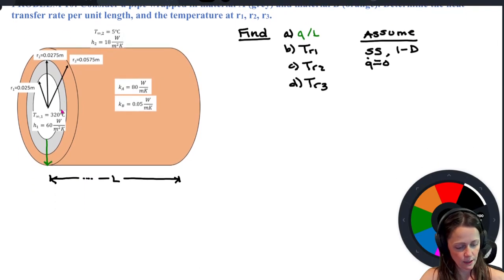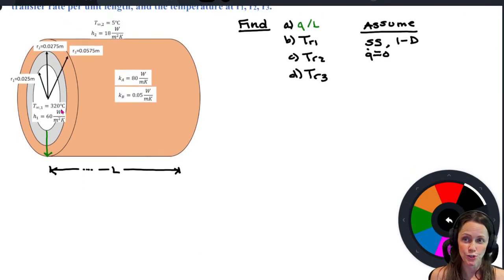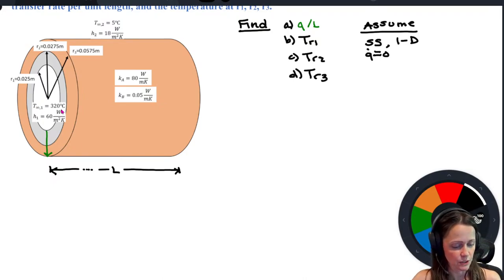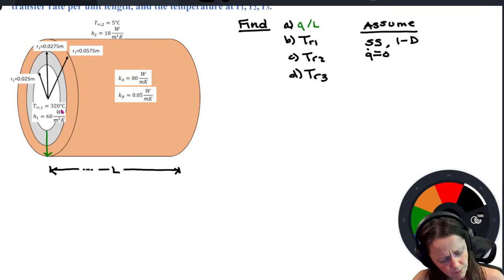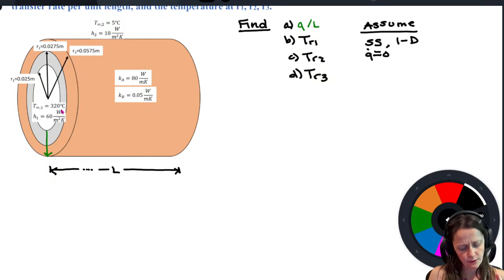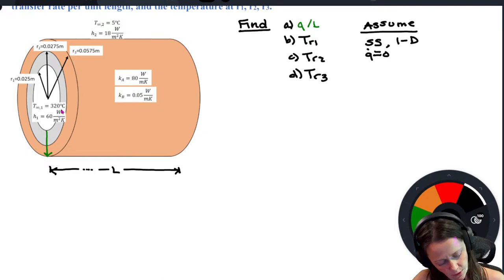So let's go ahead and put our circuit analogy together, because we've checked the boxes for steady state, one dimensional, Q dot equal to zero. And so the Ohm's law analogy is perfectly acceptable to use to calculate that Q and those discrete temperatures. So it looks like I'll have 1, 2, 3, 4, 5 temperatures, right? I've got the T infinity at 1 and 2, and then I've got TR1, 2, 3. So, all right, I'm going to draw my little circuit analogy.